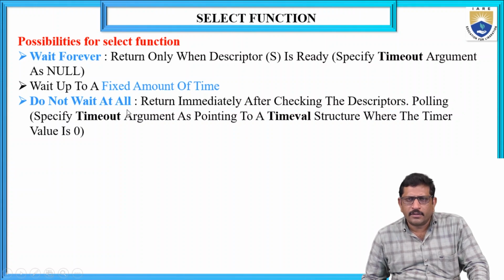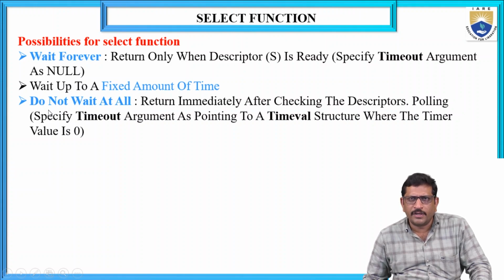Do not wait at all. The next possibility is do not wait at all. It returns immediately after checking the descriptors. This is called polling. It specifies the timeout argument as pointing to a timeval structure where the timer value is 0. So this is about do not wait at all.